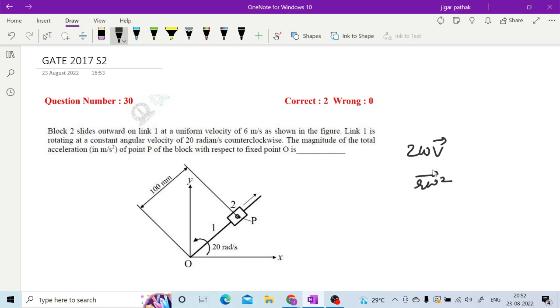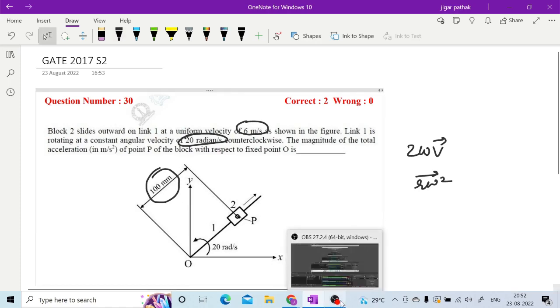So omega is given as 20 radian per second, this velocity is given as 6 meter per second. So 2 omega v can be calculated, and then from r omega square you will be able to calculate this component, because r is mentioned over here, 100 mm, that is 0.1 meter. Omega is anyway given, 20 radian per second. So are you guys getting what you have to do? Yes sir. So please calculate.